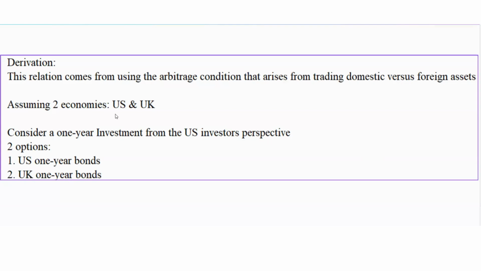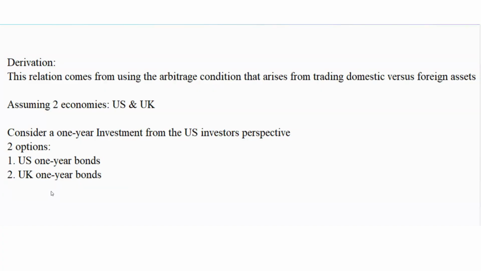So let's assume we have two economies, US and UK, and we want to consider a one-year investment from the US investor's perspective. So here the US is going to be the domestic country and the UK is going to be the foreign country. Now, he wants to do a one-year investment. Now he has two options. He can invest in one-year US bonds, which will be a domestic investment for a US investor, or he could invest in one-year UK bonds, which will be a foreign investment for the US investor.